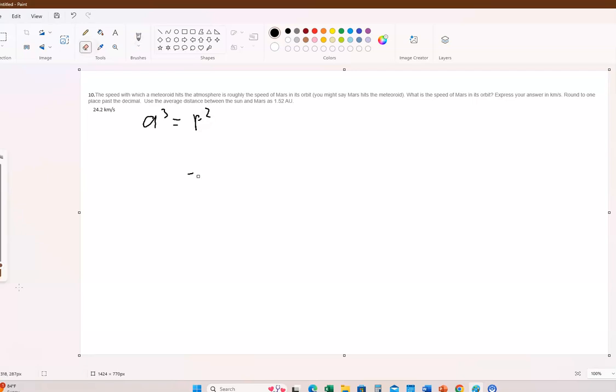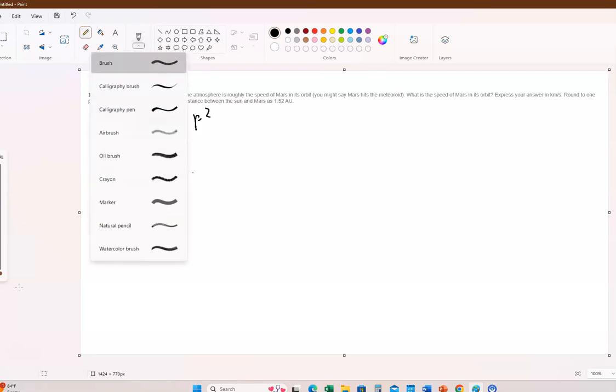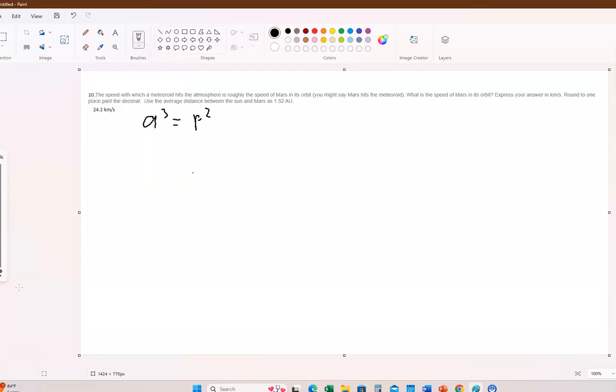All right, let me erase that little part right there. I didn't mean to do that. All right, so, whoops, come on. All right, there we go. That's supposed to be a P. Doesn't really look like a P. So anyhow, if we solve for P, it is going to equal the square root of a cubed. So this is going to be the square root of, and I'll just put in what a is. A is 1.52, but I have to cube that.